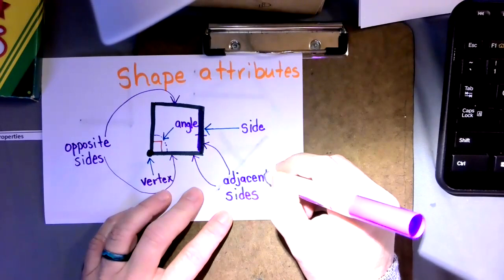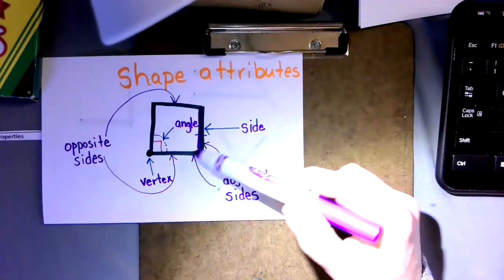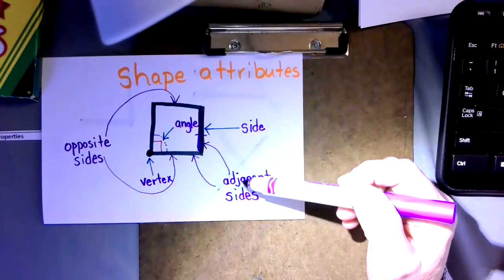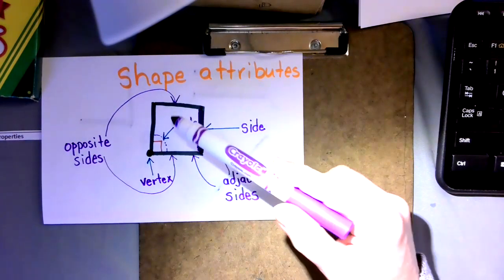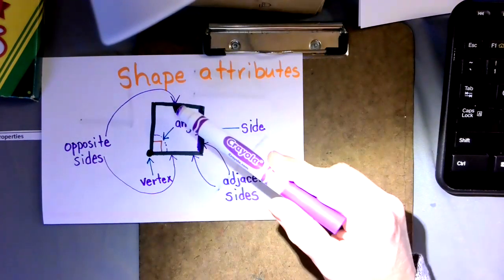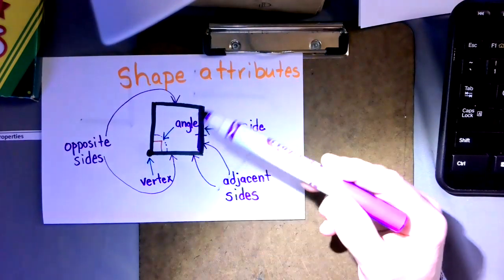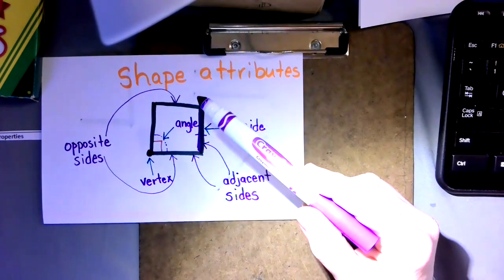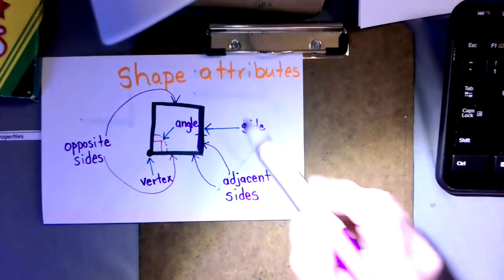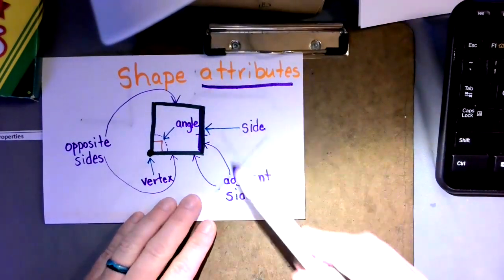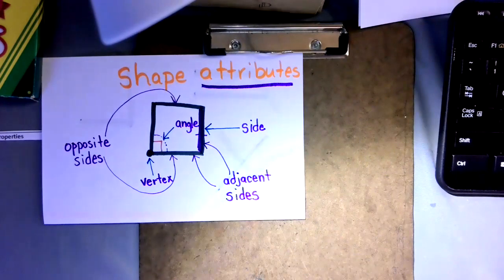Adjacent. Sides that come together at a vertex are adjacent sides. Sides that are not touching each other are opposite from each other, are opposite sides. Okay. This is the vocabulary we need to know about shape attributes. Attributes is just telling characteristics of it, describing it.